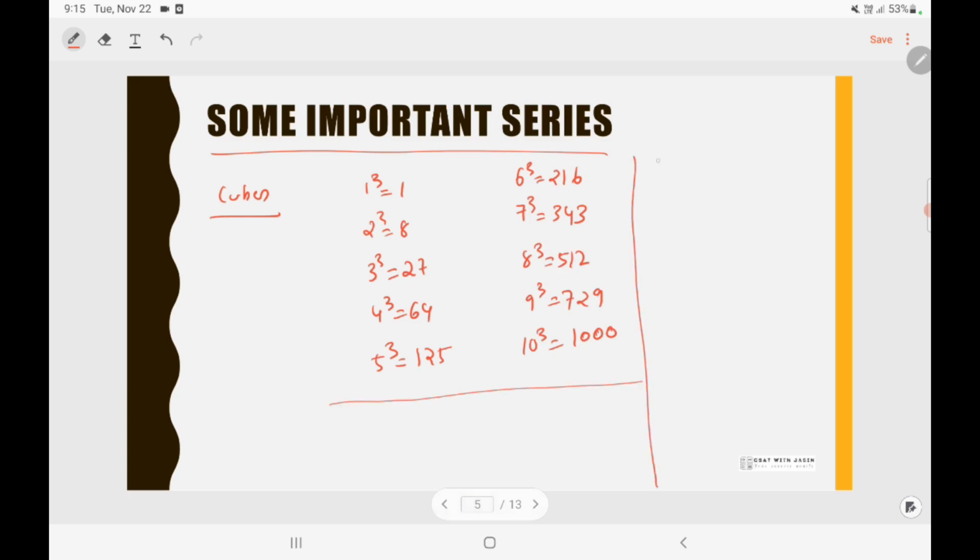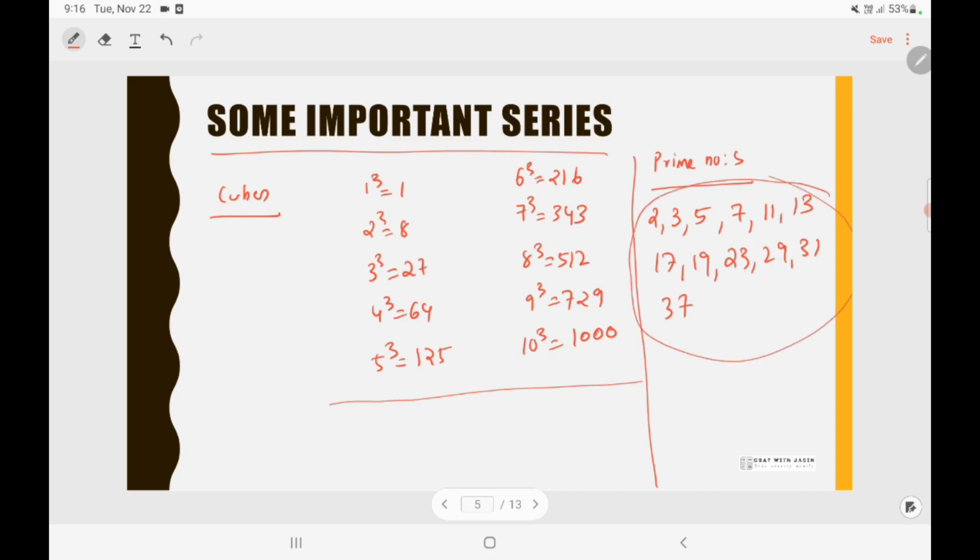Also you need to learn by heart prime numbers at least till 40. Okay, so 2 is a prime number, 3 is a prime number, 5 is a prime number, then 7, 11, 13, 17, 19, 23, 29, 31 and 37. So at least you need to learn all these prime numbers by heart, because you will get questions from series on prime numbers as well. So you need to learn the squares till 20, cubes till 10 and prime numbers till 37. Okay.